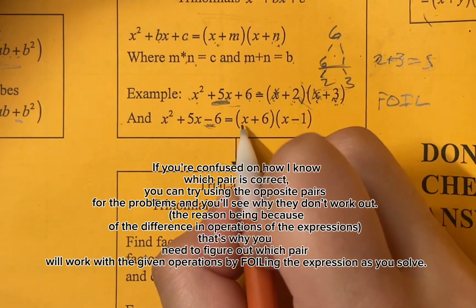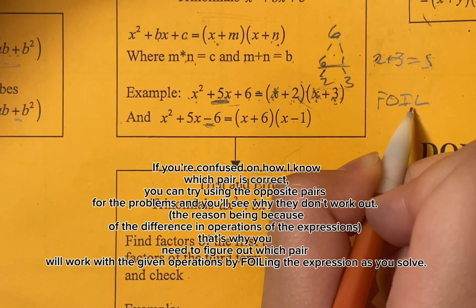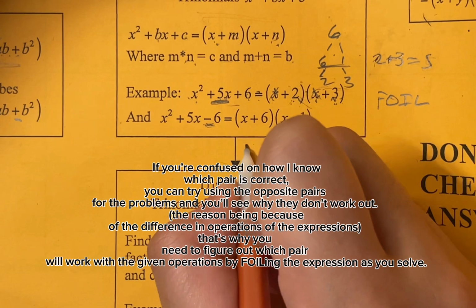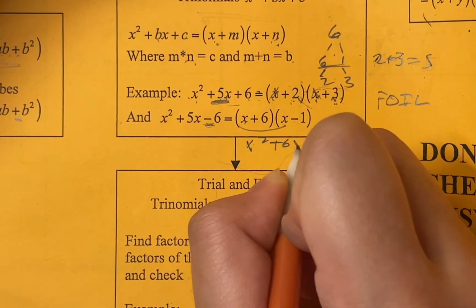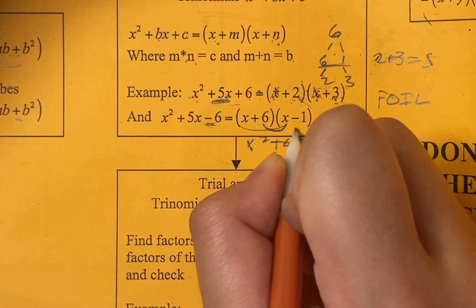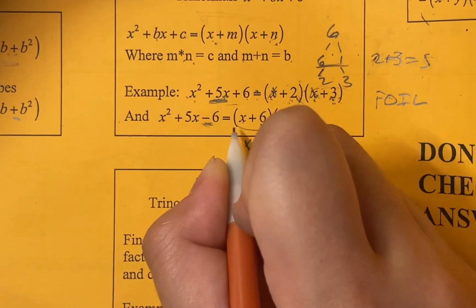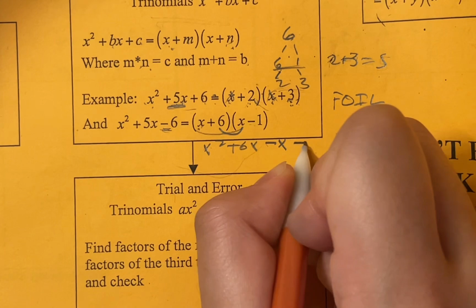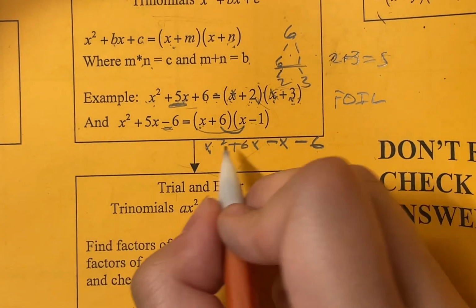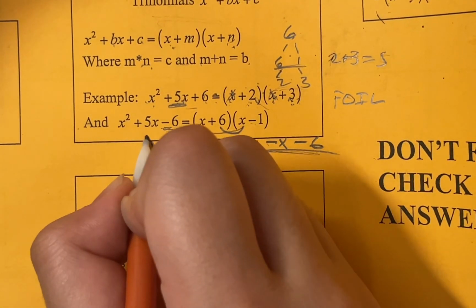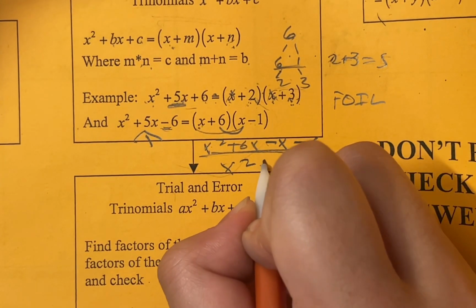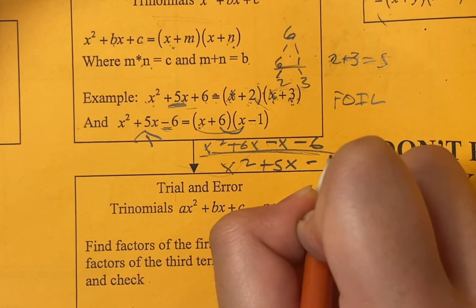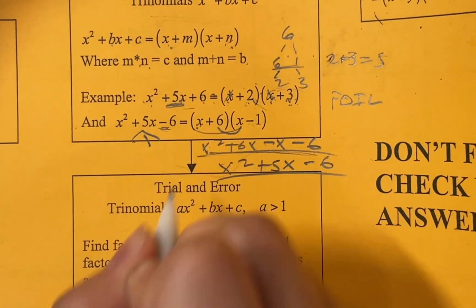So if we were to check this answer with foiling, first, outside, inside, last, we know x squared, okay, these x's, plus 6x, this, minus x, this multiplied by this, and then minus 6. So once we solve this out, we should be getting this original expression, x squared plus 5x minus 6. And as we can see, it checks out.